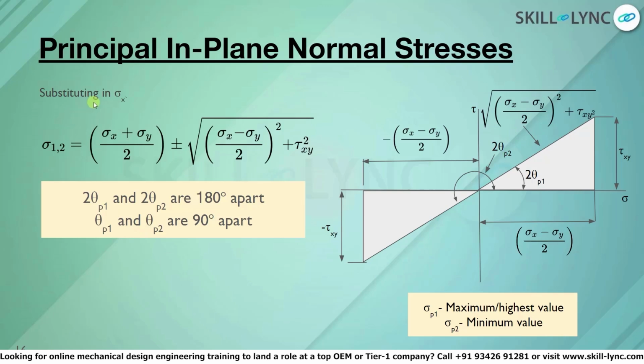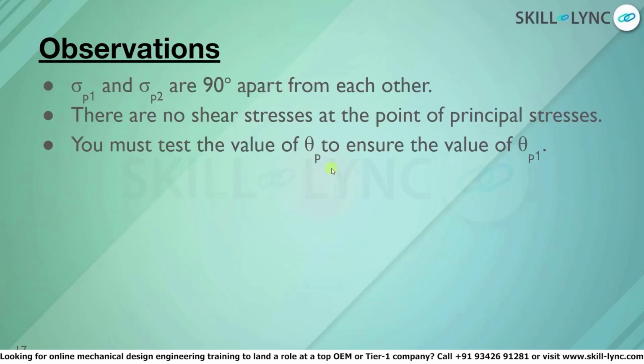We can see here that after we substitute the values of cos theta and sin theta in the sigma x value, and we know that there will be two values given because of sign convention, we'll get this equation which we finally arrived upon. Some of the observations we have to take care of are that sigma p1 and sigma p2 are 90 degrees apart from each other, and there are no shear stresses at the point of principal stresses. We already saw that principal stress is only the maximum and minimum point of normal stress that is happening in the principal plane.